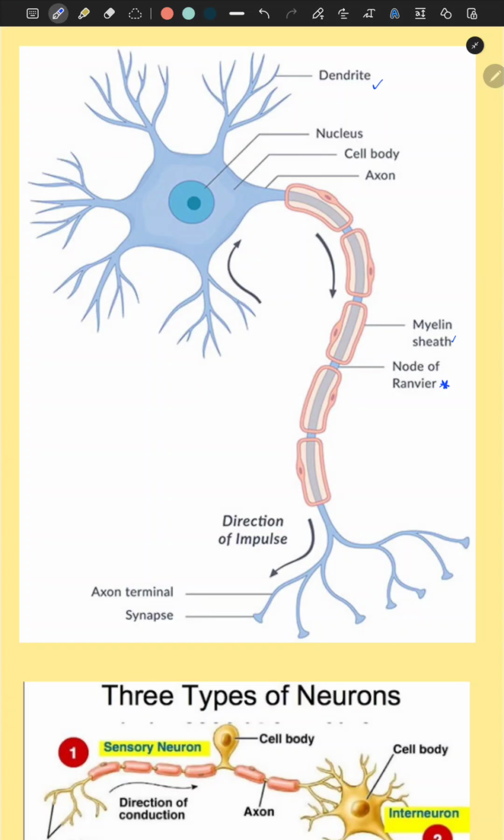These nodes of Ranvier help to increase the rate of the passage of impulses. This is the direction of the passing impulses. The impulses are carried towards the cell body by dendrites, and carried outward, away from the cell body, by the axon. The main function of the nervous tissue is to transmit impulses.